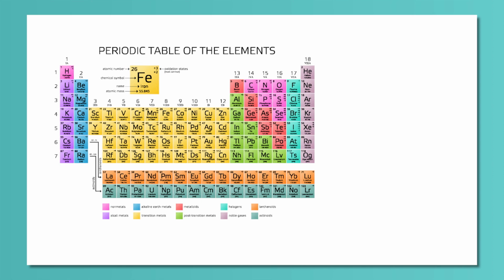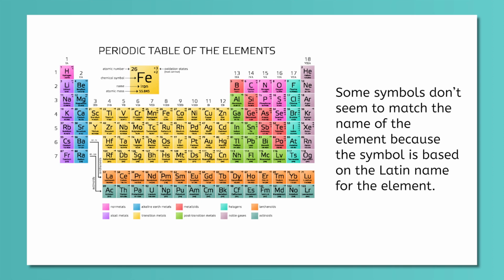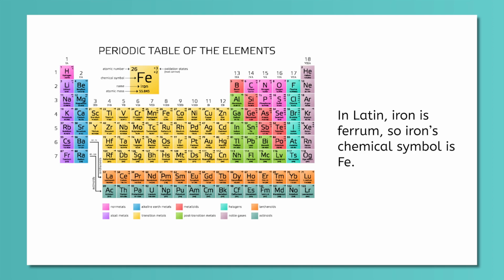You might be wondering why some of the symbols don't seem to match the name for the element. That is because the symbols are based on the Latin name for the element. Iron in Latin is ferrum, so the symbol Fe comes from there.